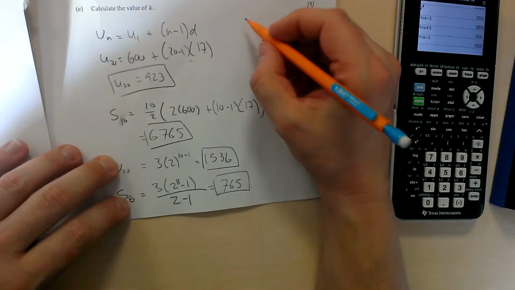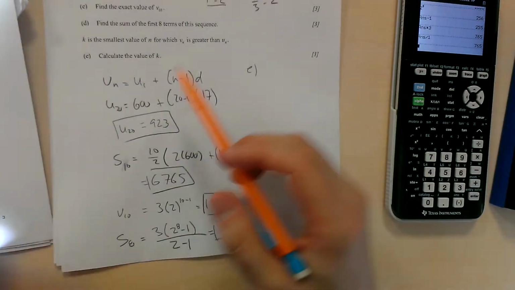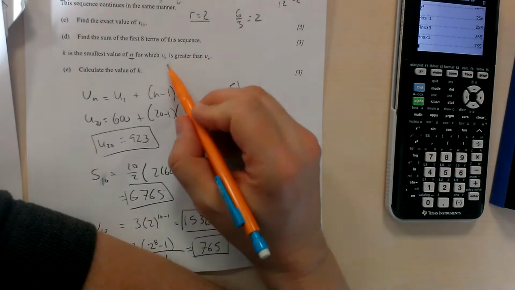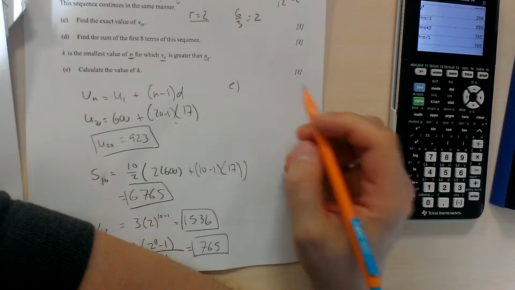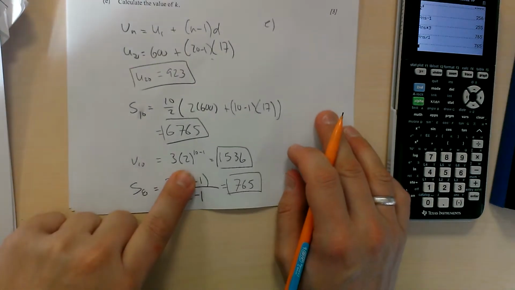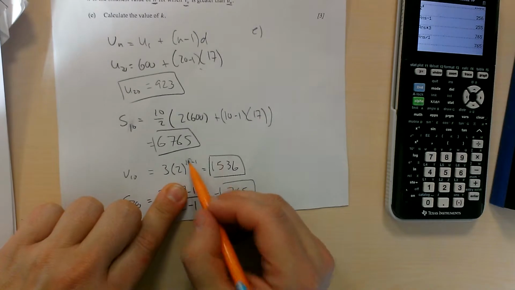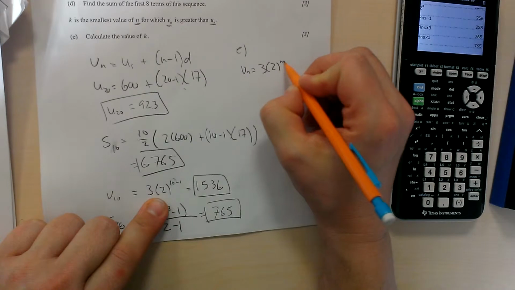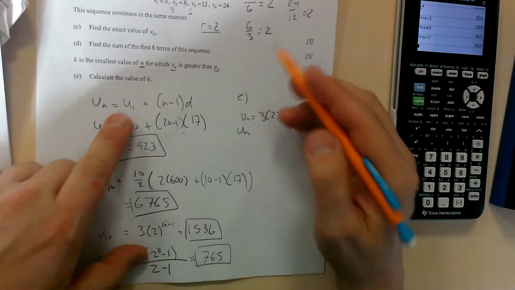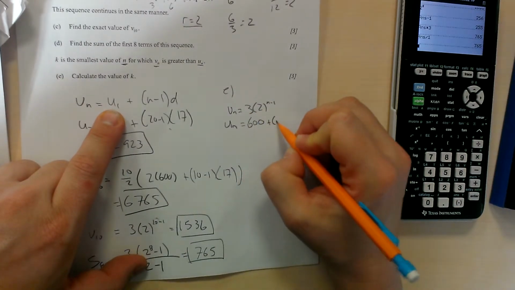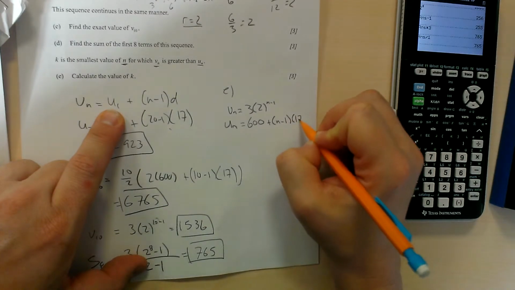And the last part of this, E, we don't have to do necessarily for this test. But it says, what is the smallest value for n for which v sub n is greater than u sub n? So v sub n, we have a formula for v sub n. It's right here, but we have to actually plug in the generic part of it. So the formula for v sub n would be 3 times 2 to the n minus 1. And the formula for u sub n, which was our previous sequence, is u sub 1, which was 600, plus n minus 1 times the difference, which is 17.